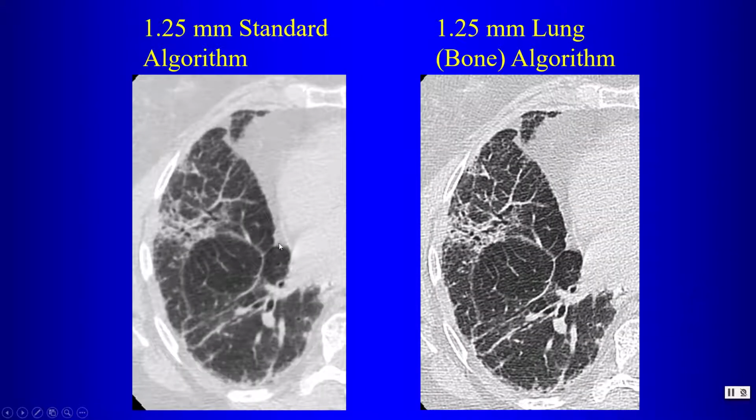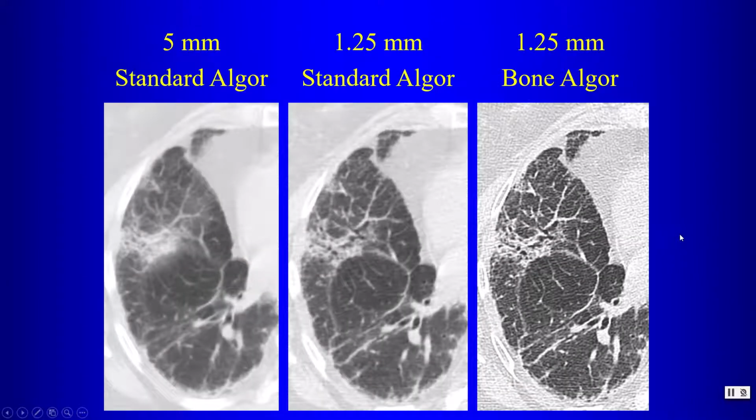So here again is an example of somebody with fibrosis, and you can see some traction bronchiectasis here surrounded by this area of ground glass attenuation. But with the edge enhancing algorithm, that traction bronchiectasis looks much clearer, so you get some better images when we're looking for parenchymal lung disease when we apply the edge enhancing algorithm.